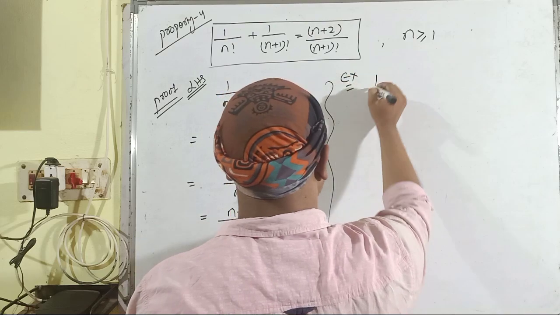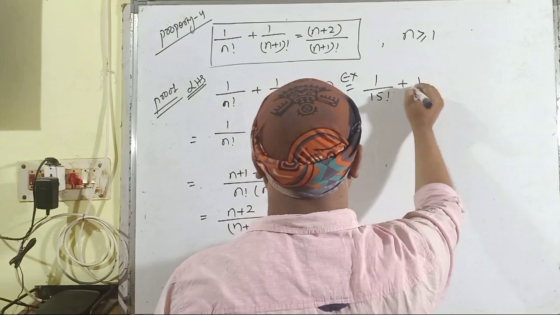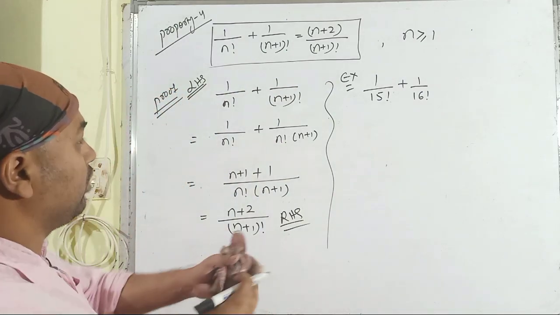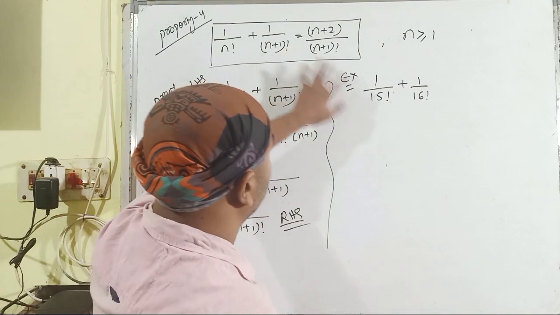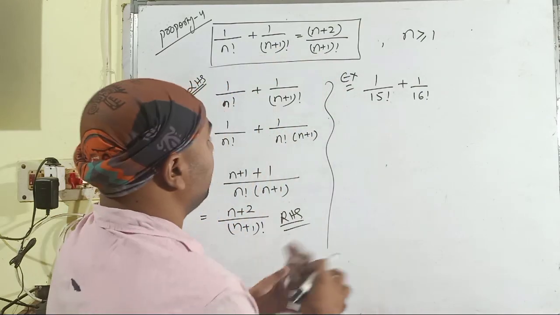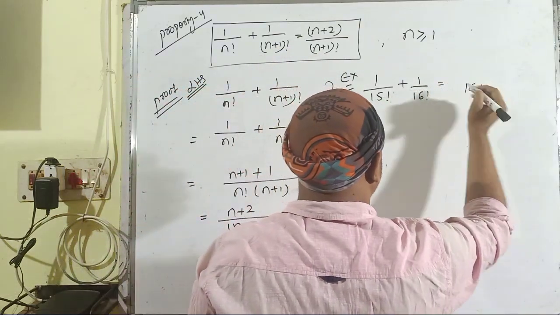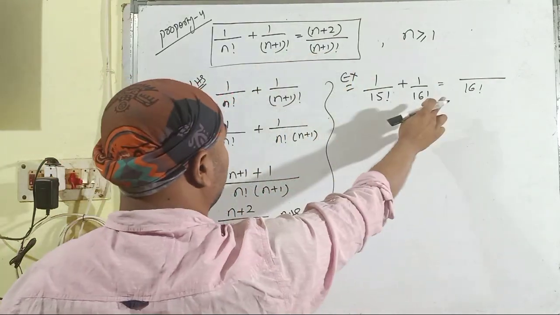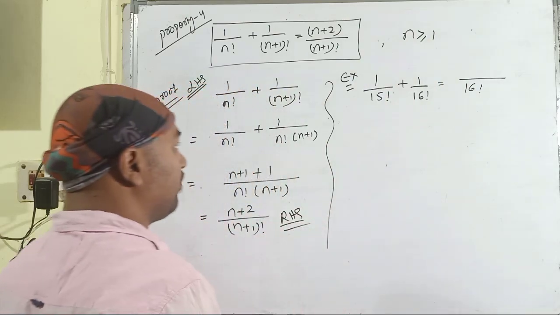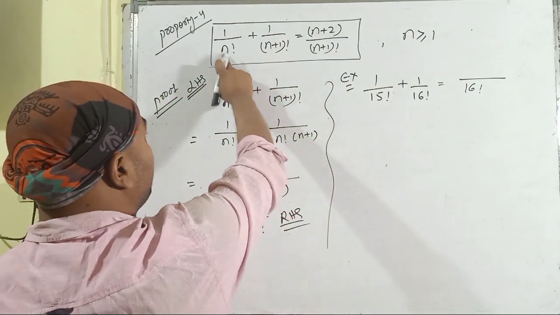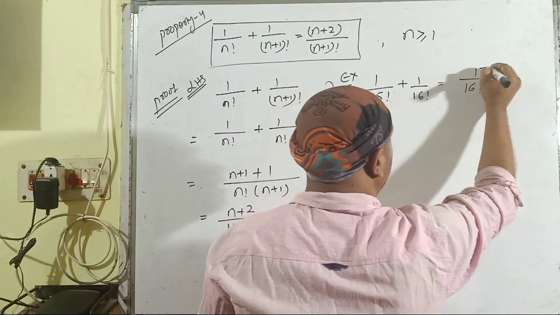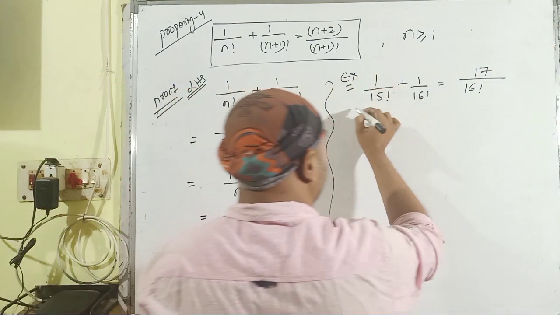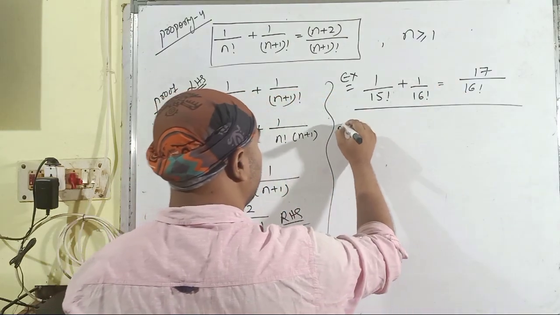Here is the example: 1 upon 15 factorial plus 1 upon 16 factorial. Let us compare this problem with the formula. You have to put 16 factorial here, which is n plus 1 factorial, and in the numerator you have to write n plus 2, that means 15 plus 2, that means it is 17. Okay, let us prove it.